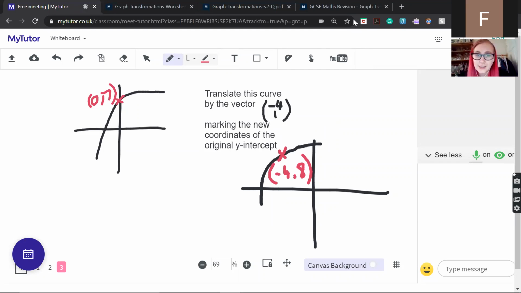Hopefully that makes sense. Someone's asked about rotational symmetry. Rotational symmetry basically tells you how many different ways you can rotate something and it looks the same as the original one. So it is linked, but I'm not going to cover it in this session.